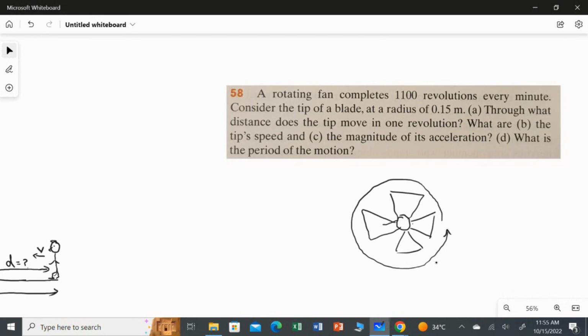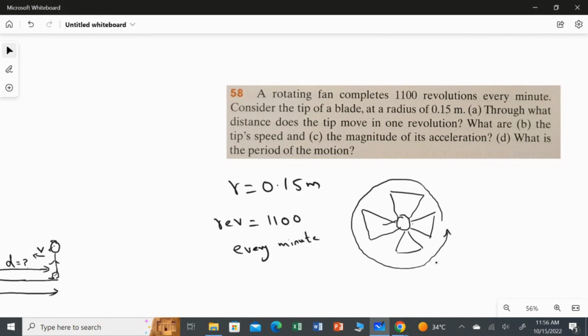Consider the tip of the blade at the radius of 0.15 meter. So its radius is given, which is 0.15 meter, and then how many revolutions did it make? It made 1100 revolutions in every minute. It means for every minute.